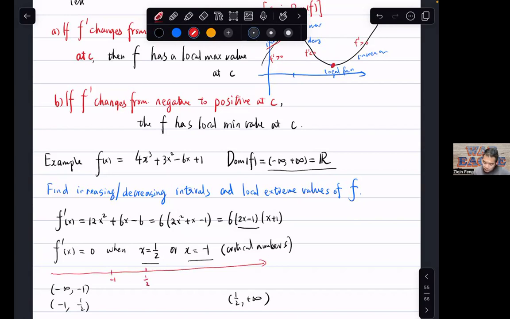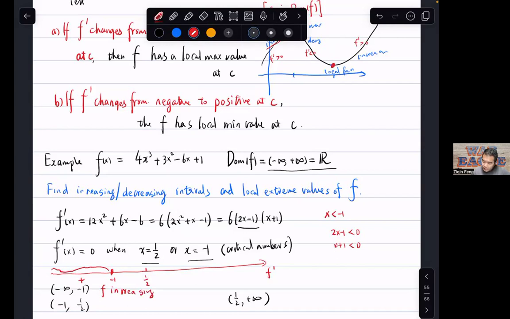You want to know whether f prime is positive or negative. Positive means our function is increasing, and negative means our function is decreasing, right? So when x is less than -1, then 2x minus 1 for sure is less than 0, and x plus 1 is also less than 0, right? Which means both factors are negative, so the product is positive, which means f prime here is positive. From negative infinity to negative 1, f prime is positive, which means f here is increasing.